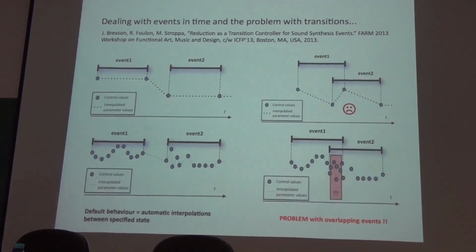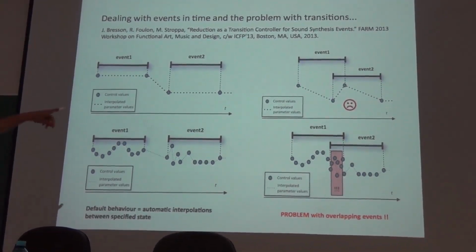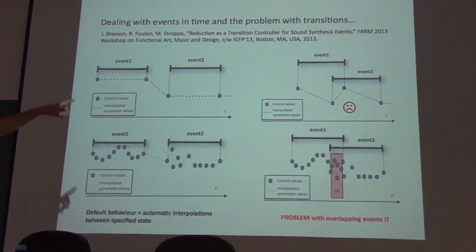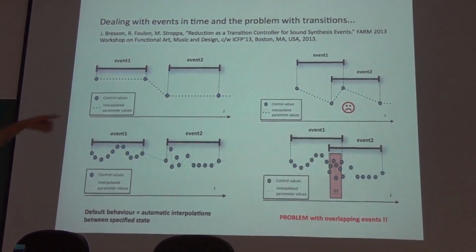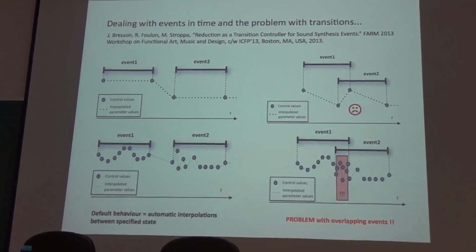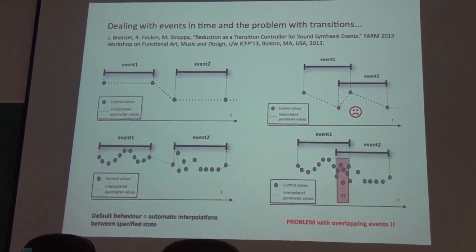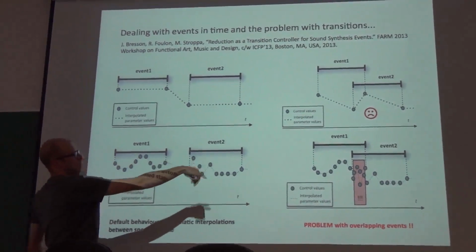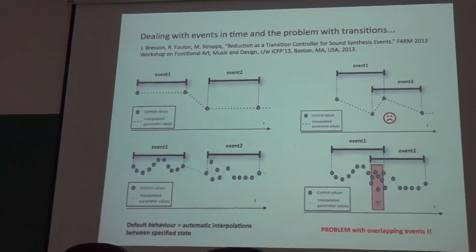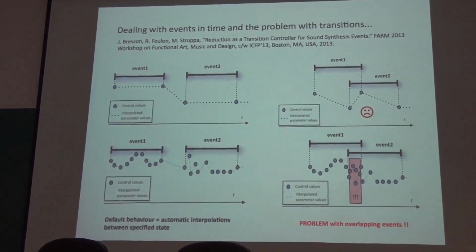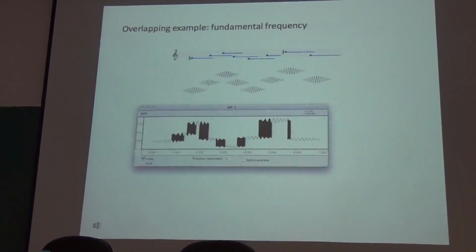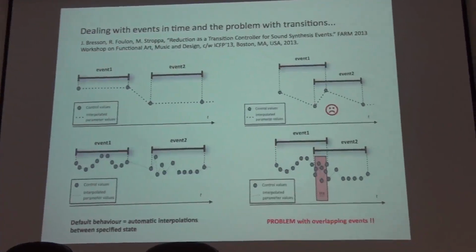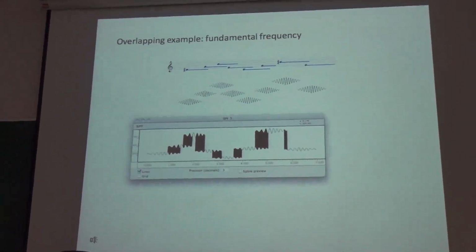The problem is if we are in this configuration with overlapping, here we have a kind of strange transition. We go from the first values to the second one, then back to the first, then back to the second one. That can be interesting, but not necessarily what we want. And if we are in this case and we overlap the two, then we get a kind of mess of parameters in the overlapping area. So, okay, that's for instance an example.